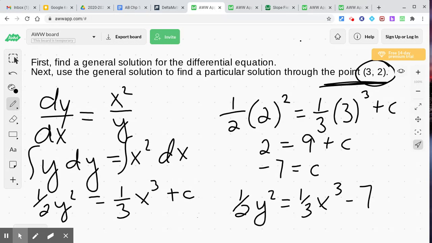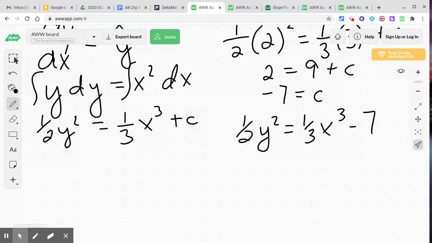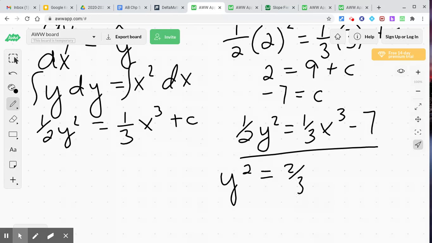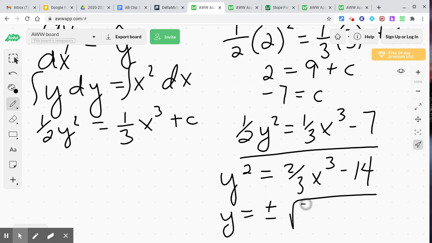Now, many times on your AP test, they're going to ask you to do this and put it in y equals form. So let's go ahead and go down here and get this in y equals form. To do that, I'm going to start with my particular solution. I'm going to multiply everything by 2. So I get y squared equals 2/3 x cubed minus 14. And I have to take the square root of both sides, so y equals plus or minus the square root of 2/3 x cubed minus 14.